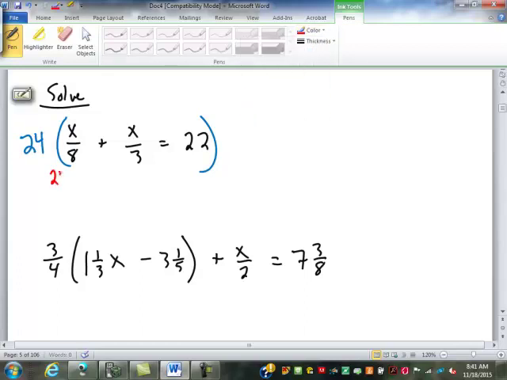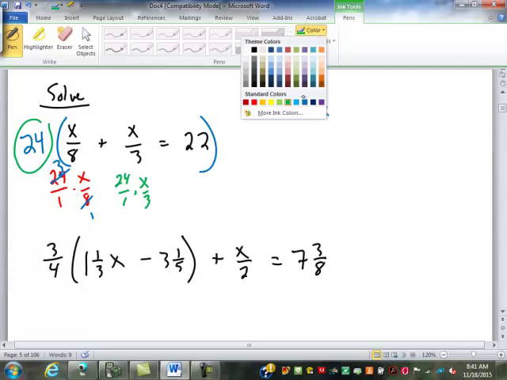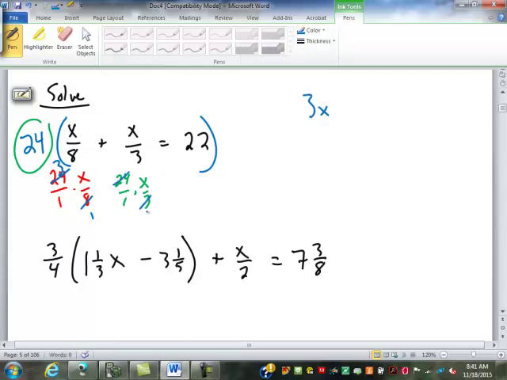So we have 24 over 1 times x over 8. 24 and 8 are going to cross cancel, give me 1 and 3. So 3 times x is 3x. I'm just going to write that up here. 24 over 1 times x over 3. The 3 and the 24 cross cancel, give me 1 and 8. So 8 times x is 8x.